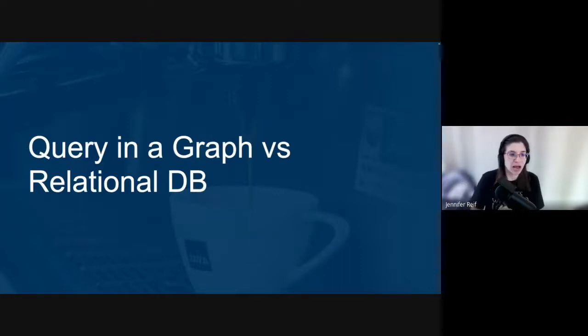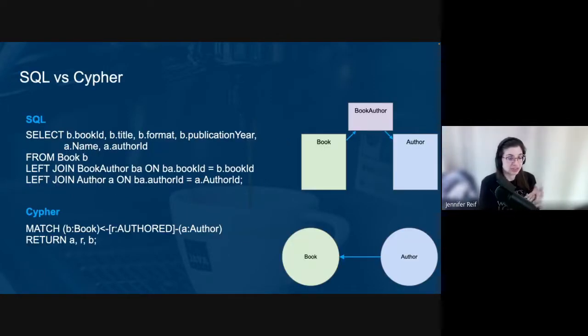Okay, so how do we query in a graph versus a relational database? What do the query structures look like? I'll show an example query, and then we'll actually dive into syntax a little bit. So this is SQL versus Cypher.